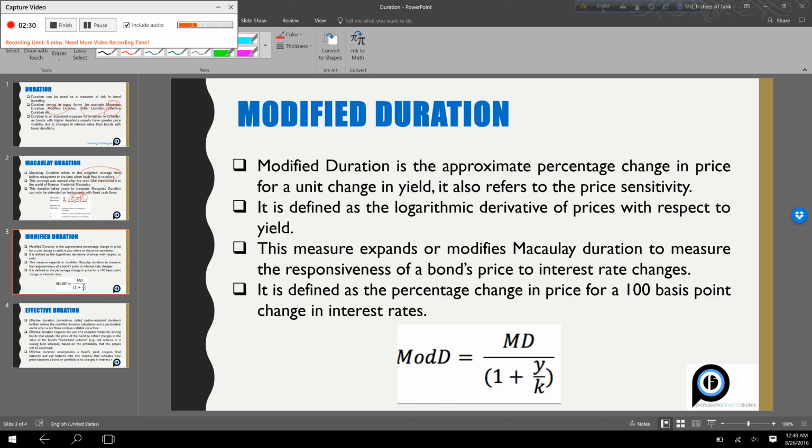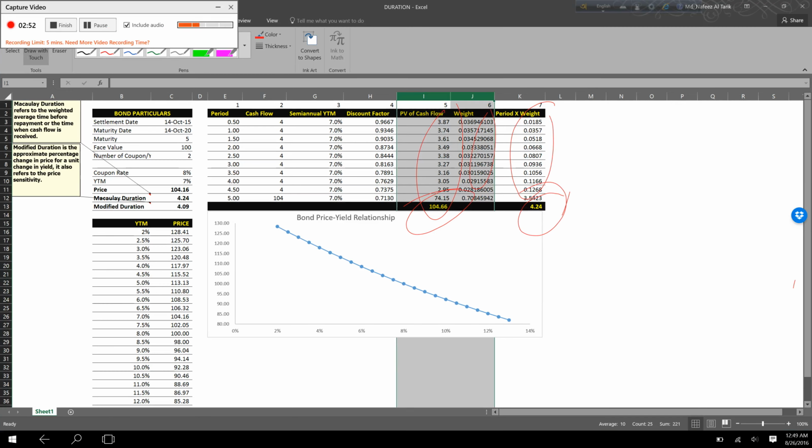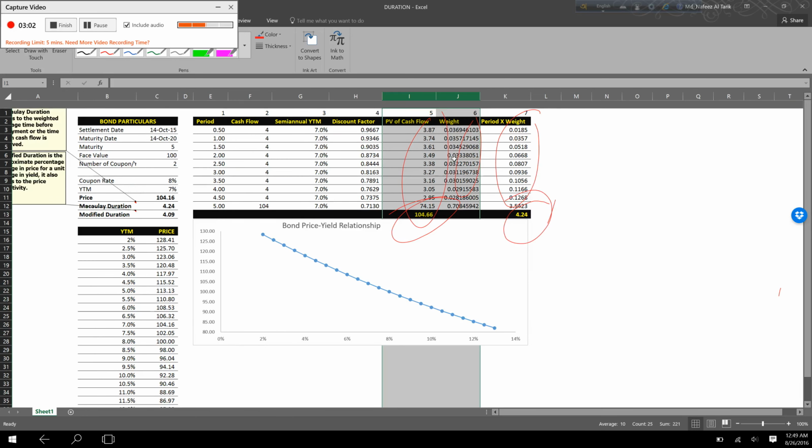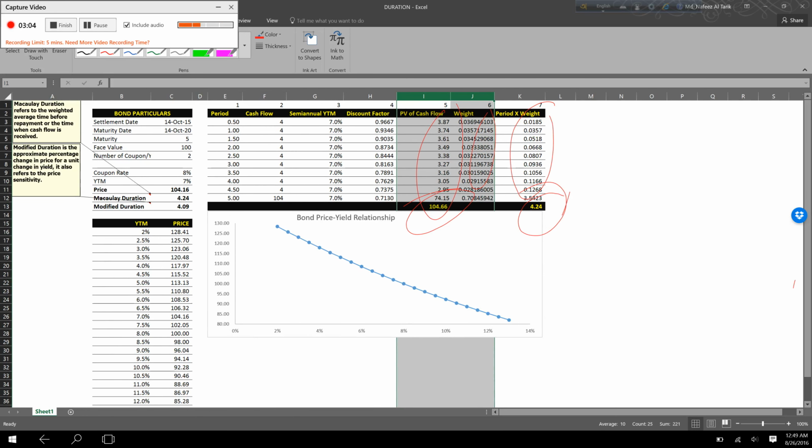You can see that the interest rate change is an absolute change, and on the other hand the bond price change is a relative measure. So the modified duration tells you approximately what the percentage price change will be due to a 100 basis point change in yield. If you look at the Excel file again, you will see that the modified duration is 4.09, whereas the Macaulay duration is 4.24.